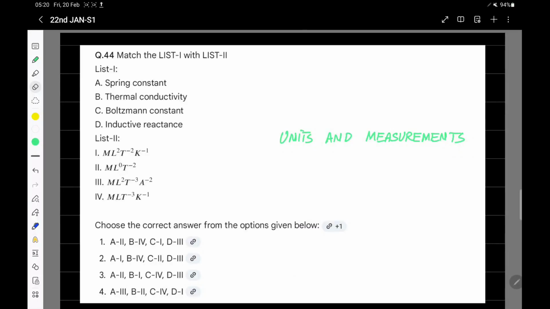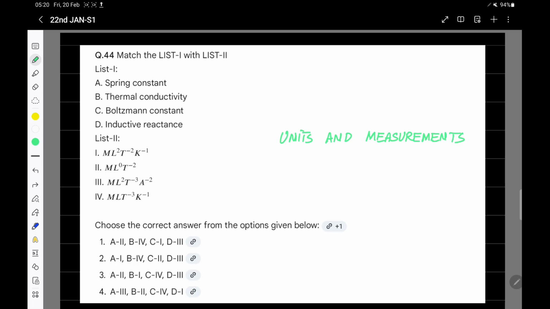Hello students, today we are solving a question from units and measurements. This is from 22nd January shift 1, JEE Mains 2026. The question has list 1 and list 2, two lists, and we need to match the entries in list 1 with the entries in list 2. So let's begin matching them.